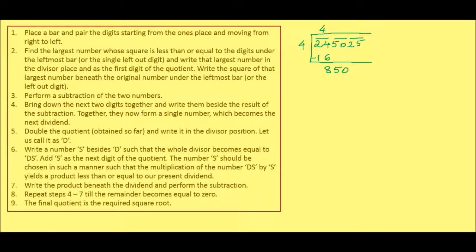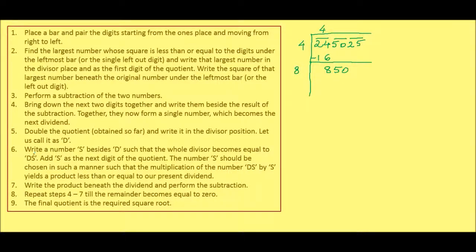Rule number 5. Double the quotient obtained so far. The quotient obtained so far is 4. So we will be doubling 4. 4 times 2 is 8. And write it in the divisor position. Since this is the present dividend, this is the divisor position. So 4 times 2 is 8. We will be writing 8 over here. Let us call it D. So D is equal to 8.